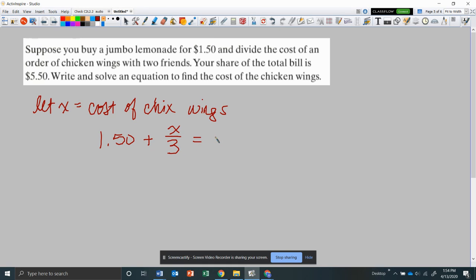But I know that the total bill for you is gonna be $5.50. Okay, remember, in order of operations, we would normally start at the top and go down, but because we're undoing the problem, we actually want to start at the bottom and go up, which means we want to take care of whatever's being added or subtracted first.